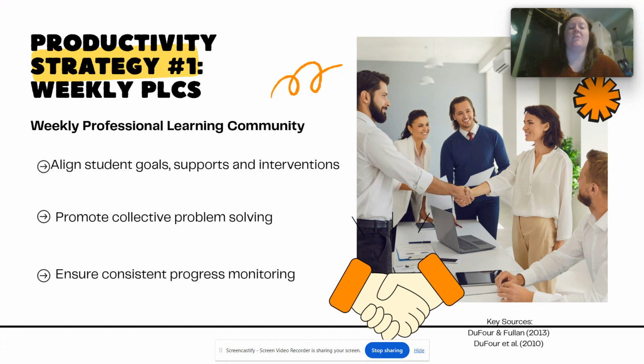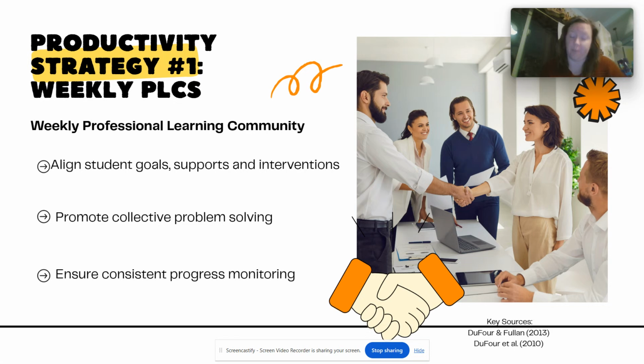Part of that is aligning student goals, supports, and interventions. They also promote collective problem solving. So in a PLC, it's not one person doing all the work, leading everything, trying to get everything done. They're working together to problem solve. So if it's an academic issue, they're saying, hey, how do you teach this lesson? Can I come see you? Do you have any fun things to do? I'm really struggling teaching this. It can be behavior. You can say, hey, I have a student that's really struggling with listening and following directions, or they don't do their work. You can collaborate and focus on that.